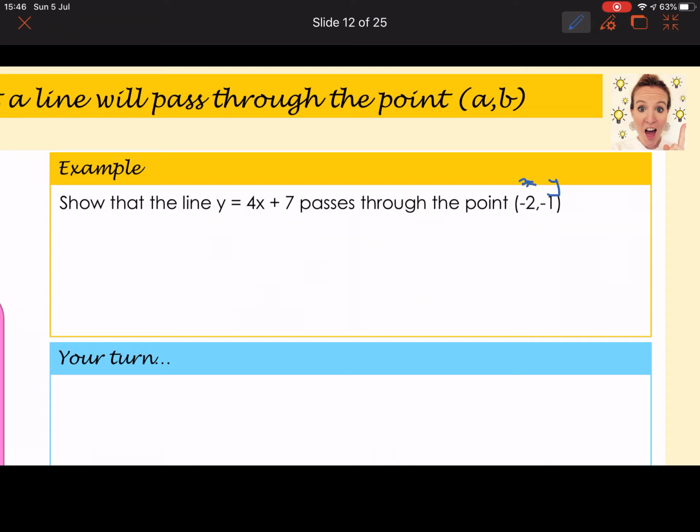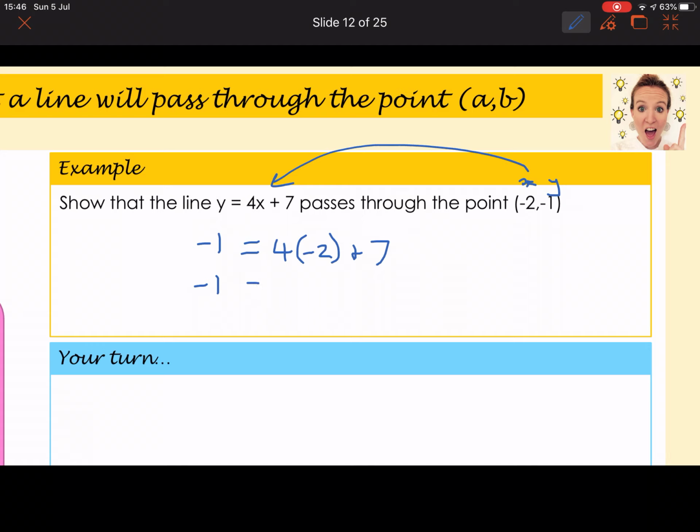Because we know that if the line goes through this point, that means that when x is -2, y is -1. So we can now use this information to test it. So pop that coordinate back into the formula. So instead of y, we can write -1 equals 4 lots of x, but instead of x, we're going to write -2. So 4 lots of -2 and then +7. So I've just substituted into my equation.